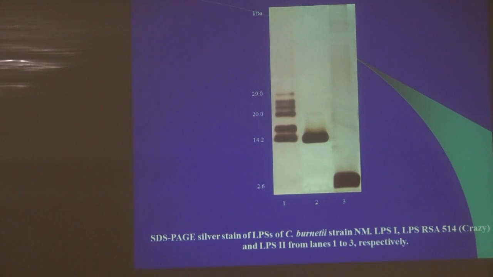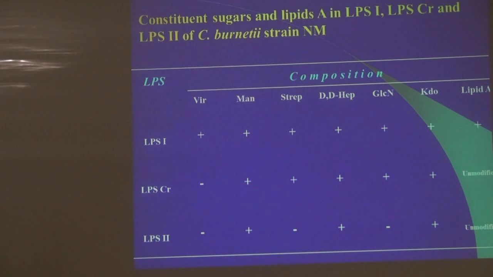When we did composition analysis, we were able to show that LPS 1 contains virenose, mannose, and dihydrohydroxystreptose. I'll talk about these two sugars later. Then you have DDHep, galactosamine, and so on, and lipid. But the LPS from Crazy doesn't contain virenose but contains all the other sugars. When we look at LPS 2, from Nine Mile, which has these deletions, we see only two sugars, mannose and DDHep. And the lipid is the same, because lipid A is conserved and doesn't change through phase variation at all.